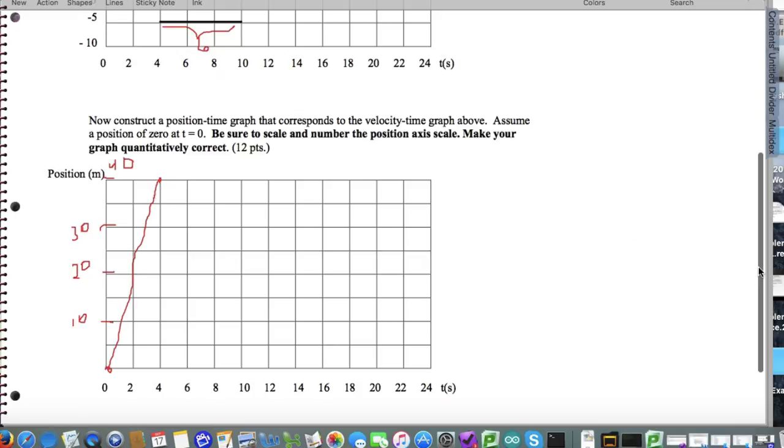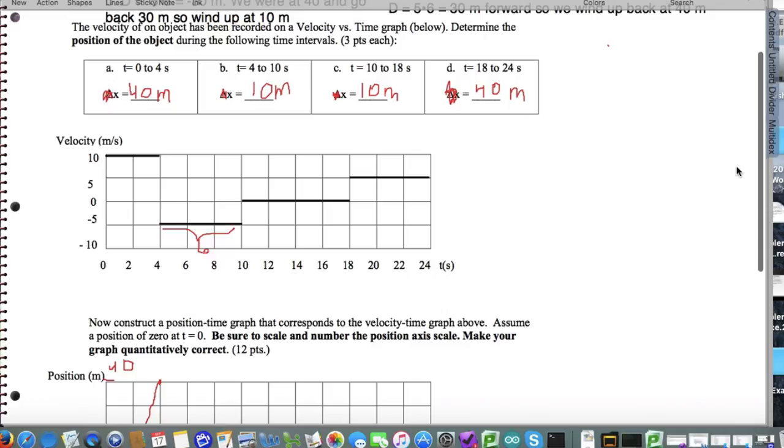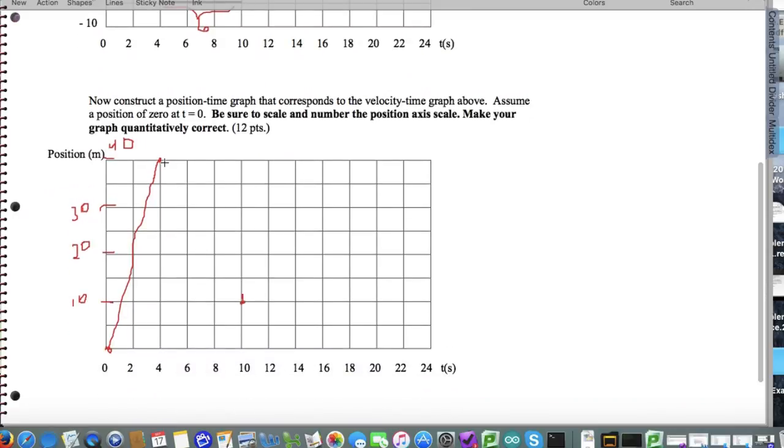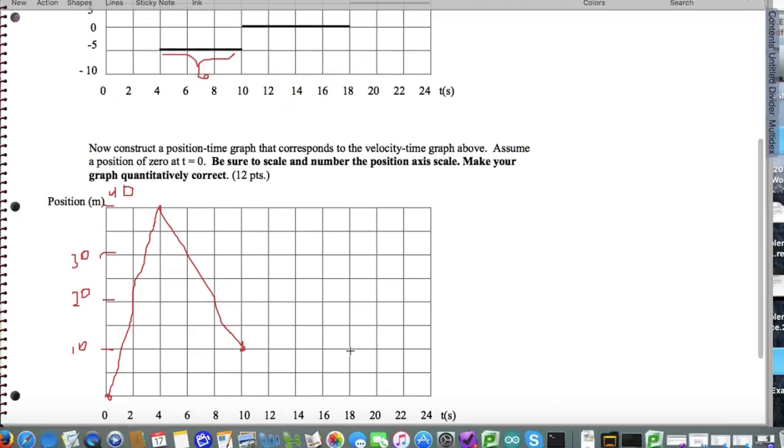And then you should use a ruler. And then from 4 to 10 seconds, we actually wind up at the 10 meter mark. So for 6 seconds we go backwards, and then we wind up here at 10 meters. And then we sit still from 10 to 18 seconds doing absolutely nothing. And then at the very end, we wind back up at the 40 meter mark again.